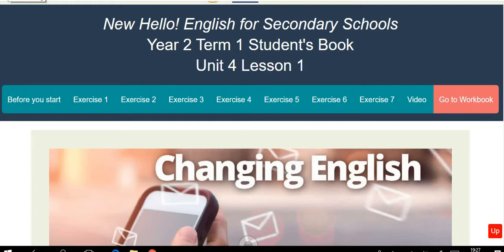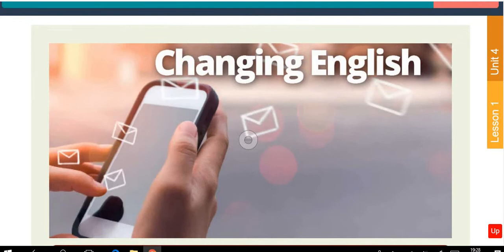Today we are going to deal with Unit 4, Lesson 1 in our new Hello English for Secondary Schools. The unit has a title of Changing English. What do we mean by changing English? We mean the new language or the new vocabulary that enters the English language in order to help us communicate with the new technology which we are introduced to or which we live with nowadays.